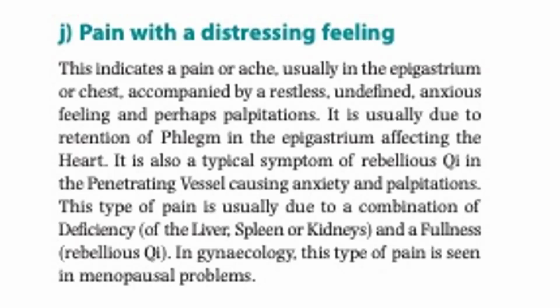It is also a typical symptom of rebellious qi in the penetrating vessel, causing anxiety and palpitations. This type of pain is usually due to a combination of deficiency of the liver, spleen, or kidneys, and a fullness, the rebellious qi. In gynecology, this type of pain is seen in menopausal problems.